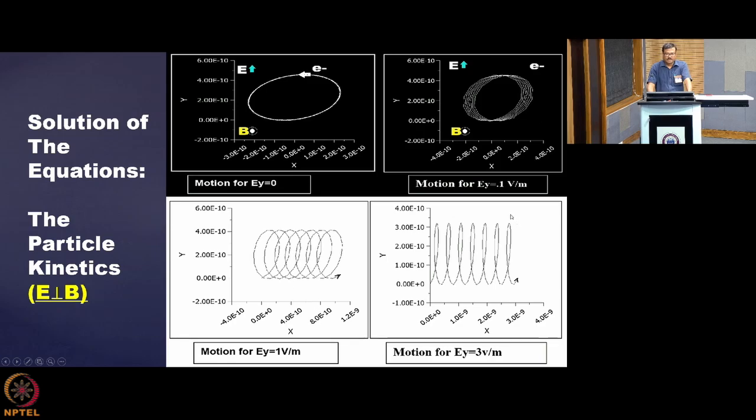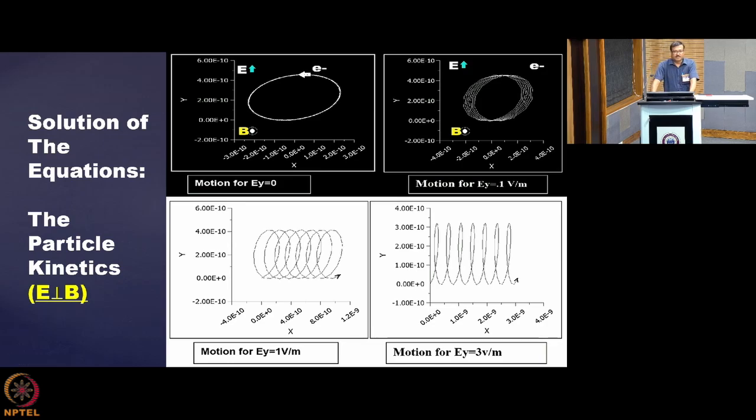The moment you increase from 0.1 volt per meter to 1 volt per meter, which is a 10 times increase, you are clearly able to see that the orbits are drifting in a direction which is perpendicular to both your magnetic field and electric field, and the drift is in the x direction. Similarly, when we increase it to another 3 volt per meter, you can see the kind of orbit and the kind of drift that the particle, here it is electron, executes.